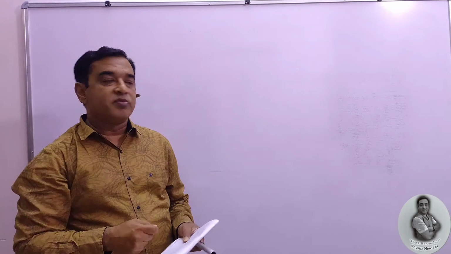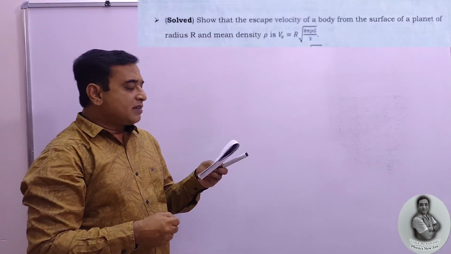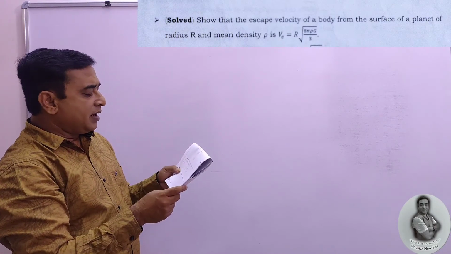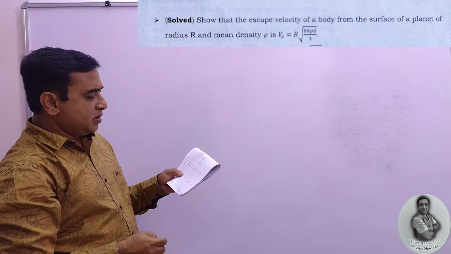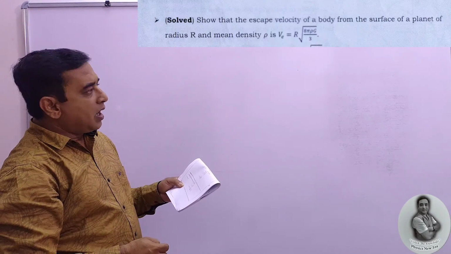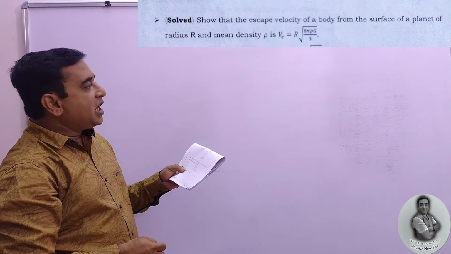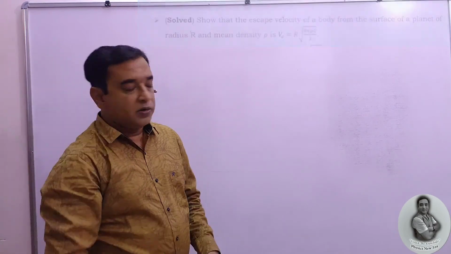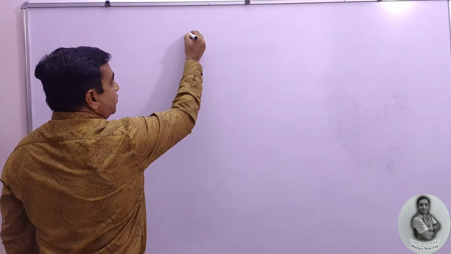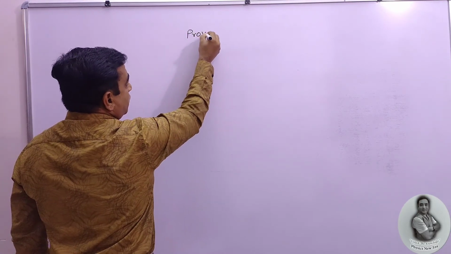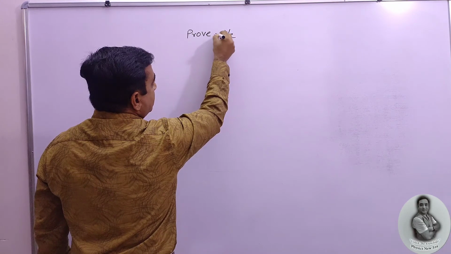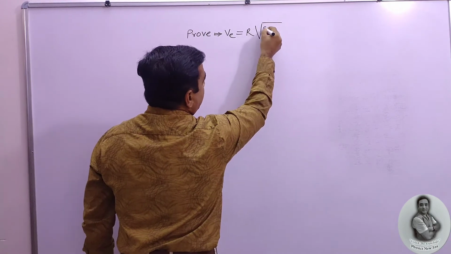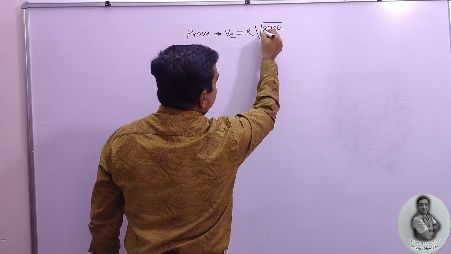Let us take the next assignment before you. Let us read that one. Show that the escape velocity of a body from the surface of the planet of radius R and mean density rho is Ve is equal to R into under root of 8 pi rho into G upon 3. Let us prove this one. Escape velocity is equal to R into under root of 8 pi rho into G upon 3.